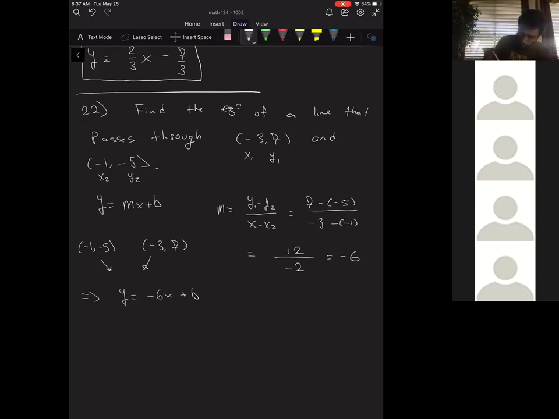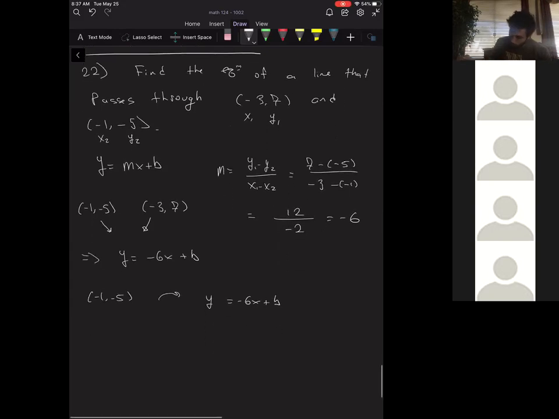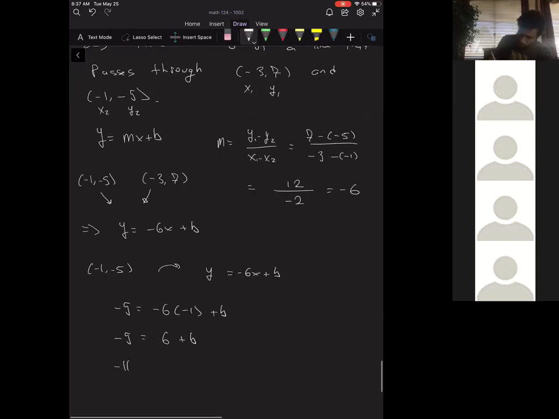So let's just take the one on the left. So let's take -1, -5. And then we're going to plug it into our equation, y is equal to minus 6x plus b. And so when we do that, y is minus 5. We'll have minus 5 is equal to minus 6 times x is minus 1, and then plus b. So we get minus 5 is equal to positive 6 plus b. Subtract the 6 over, we get minus 11 is equal to b. Okay, and so we have our b is minus 11.